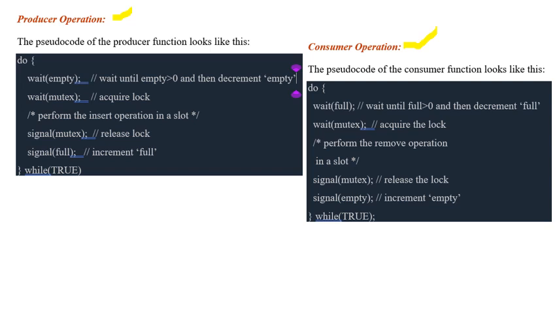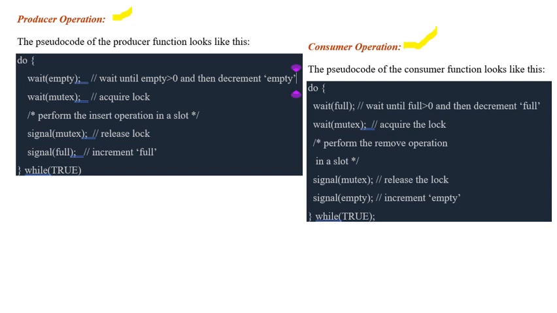By looking at the above code for the producer, we can see that the producer first waits until there is at least one empty slot, right? So first it waits on empty. Then it decrements the empty semaphore because there will now be one less empty slot, since the producer is going to insert data into one of these slots.